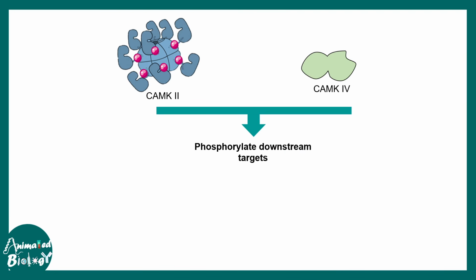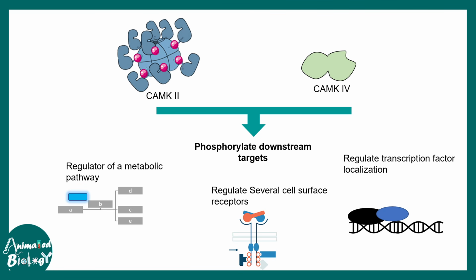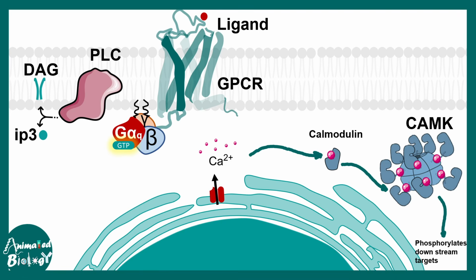But what are these downstream proteins? CAM kinase can phosphorylate metabolic regulators in a pathway, maybe a rate limiting enzyme in a metabolic pathway. It can phosphorylate cell surface receptors, which might initiate or stop a signaling cascade. It can also regulate transcription factor localization into the nucleus, thereby allowing or not allowing gene transcription. So a plethora of tasks can happen downstream because of the calcium level elevation in the cell. And thereby calcium and IP3 work like second messengers.